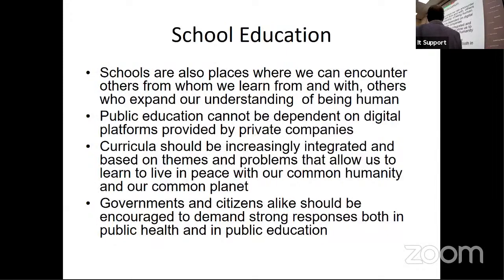So we have to understand how you can allow, particularly in schools. For example, schools are places where we must interact. We learn from and within with others. We expand our understanding of being human. I think that is very important. That we are being human. Public education cannot be dependent on digital platforms. And UNESCO, actually this is UNESCO report, that the public education just cannot be dependent on digital platforms, which are provided by private companies.